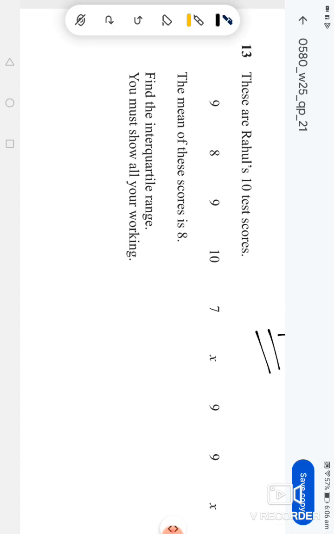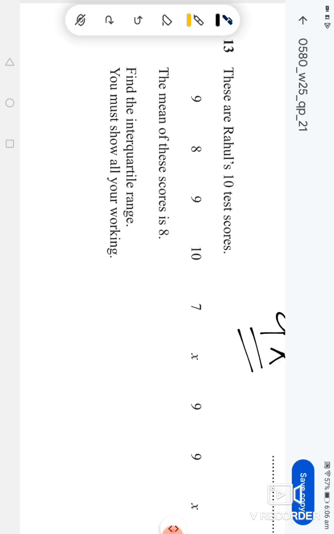Question number 13. These are Rahul's 10 test scores. The mean of these scores is 8. Find the interquartile range. Okay, first of all, better to write in order. So 6, 6, 7, 7, 8, 9, 9, 9, 9, and 10.